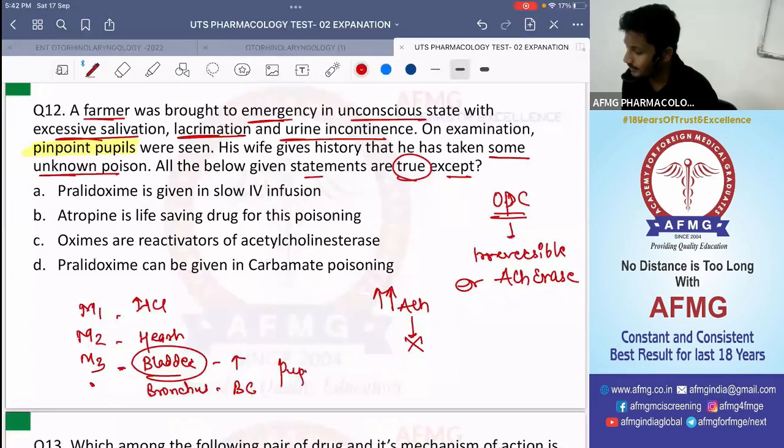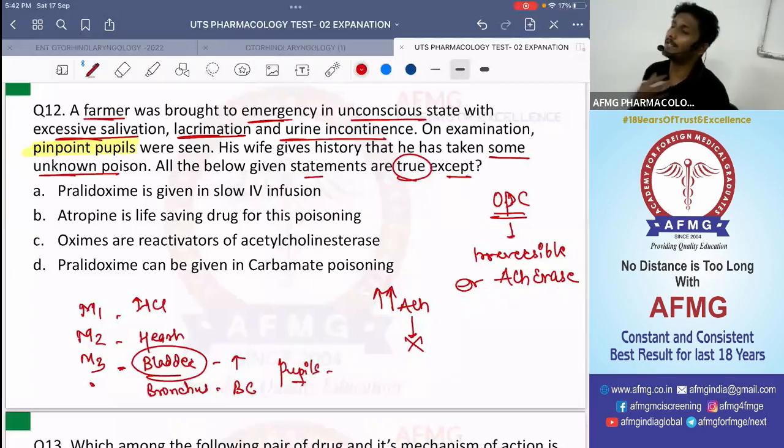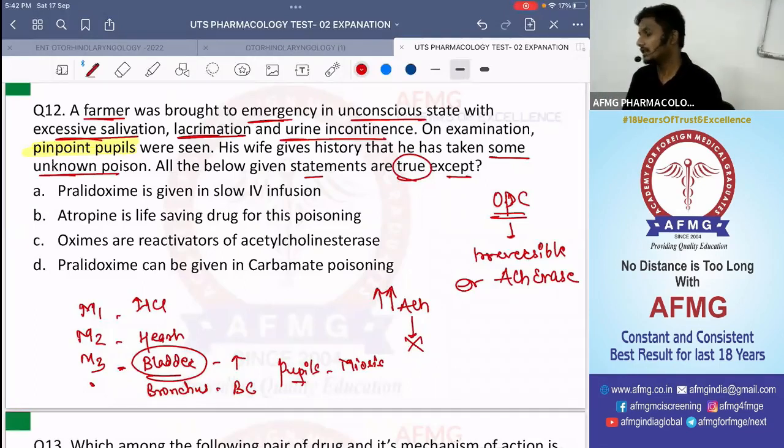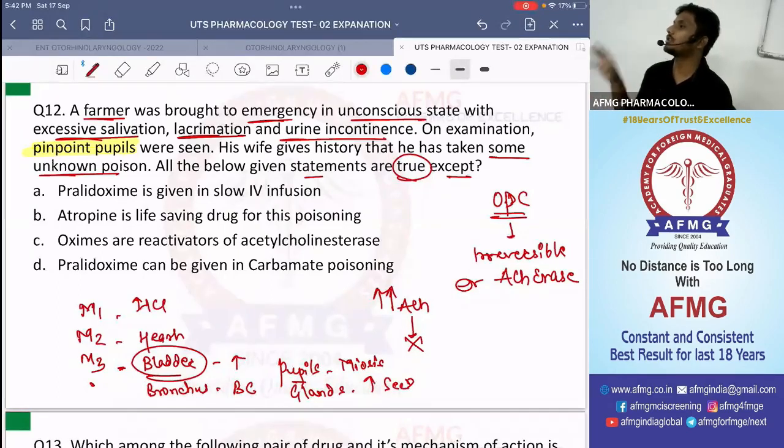Pupils पे भी M3 receptors होते हैं. And in pupils, what will happen? There would be miosis because you need to sleep now, and therefore there would be miosis due to parasympathetic activation. No issues with this. And even in glands, they will need to increase secretion. So every glandular secretion would be increased if these M3 receptors are stimulated.